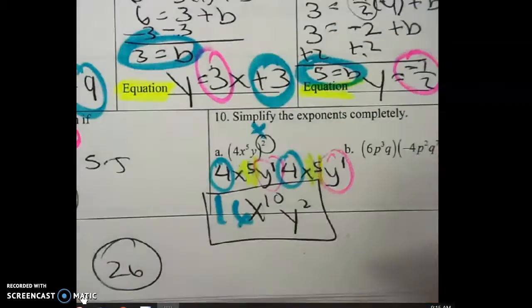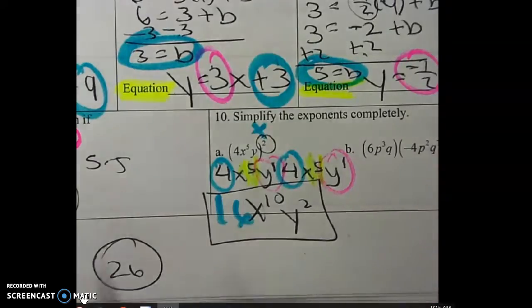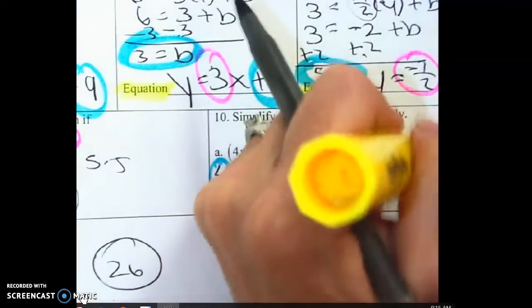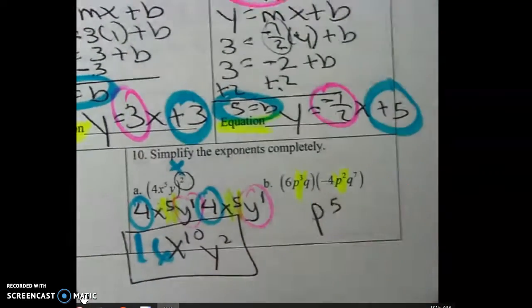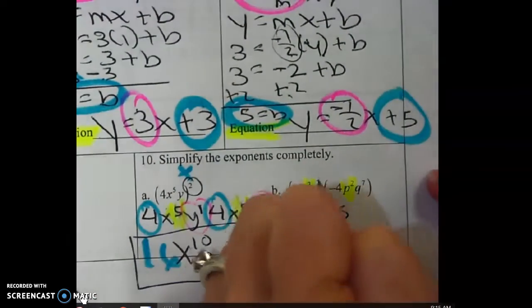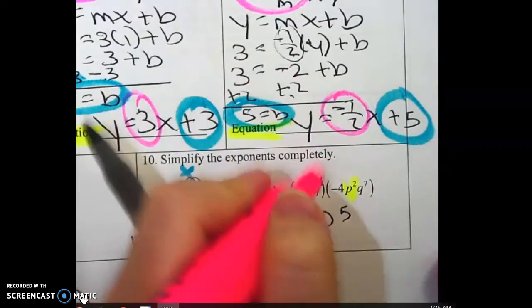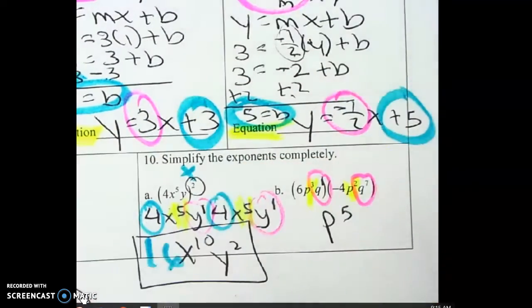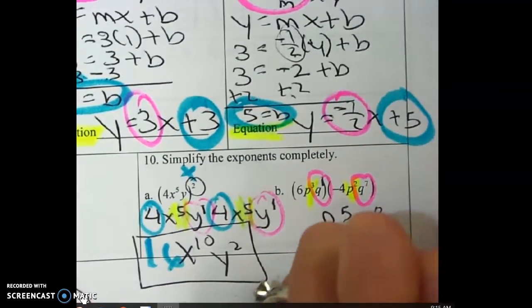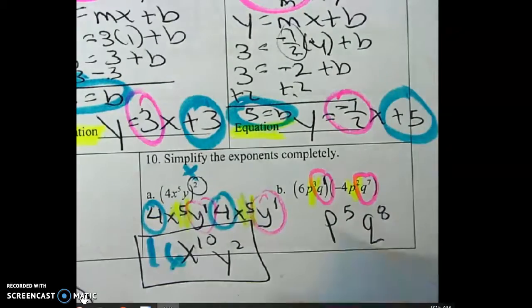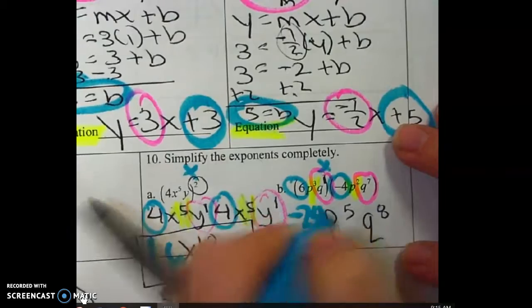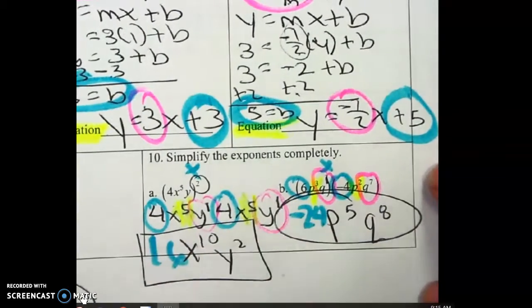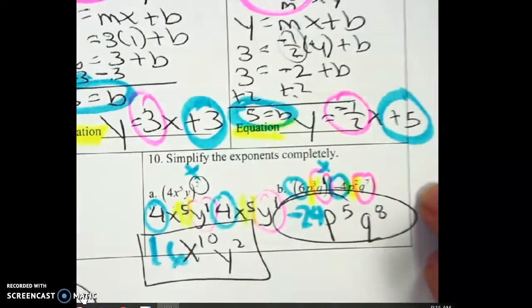This is the same thing. I have 3 p's and I have 2 p's. Now I have 5. I have 1 q and I have 7 q's. Now I have 8 q's. And then 6 multiply negative 4 is negative 20. Okay. All right, let me zoom it out.